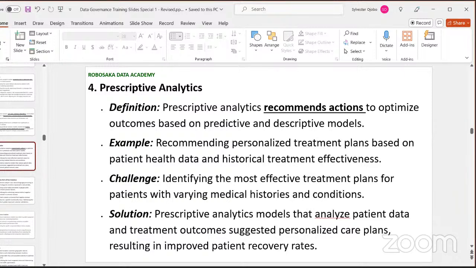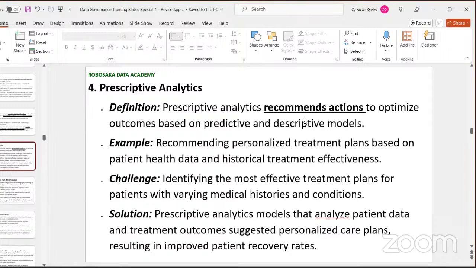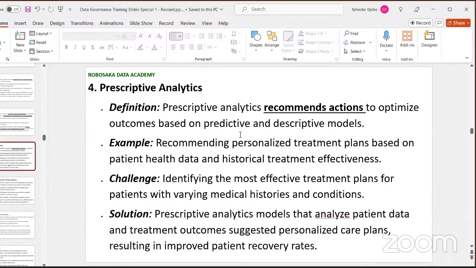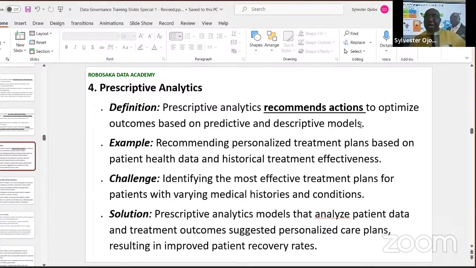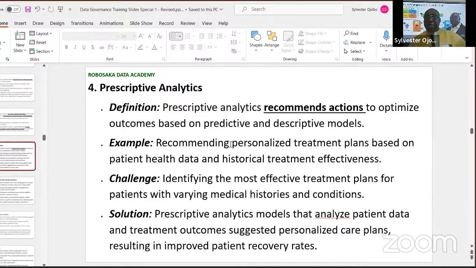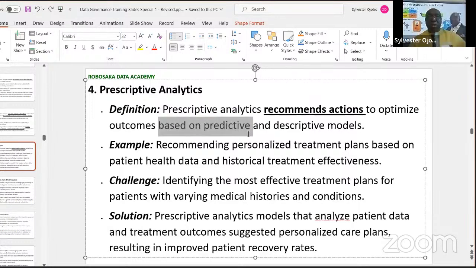Predictive analytic. What are you doing now? Recommending action to optimize outcomes based on predictive and descriptive model. So prescriptive comes as a result of what? Based on what? Based on predictive and descriptive model.